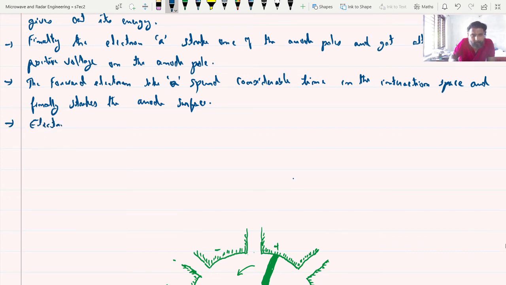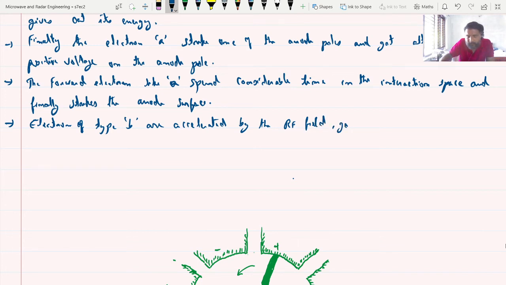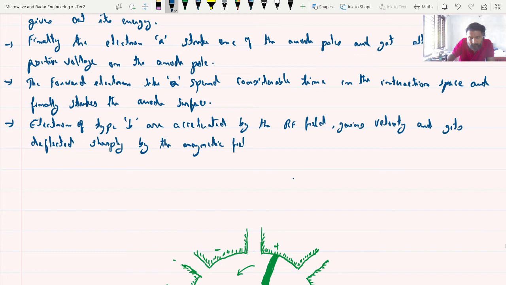Electron, however, the electron of type B are accelerated by the RF field, gains velocity, and gets deflected sharply by the magnetic field. This type of electron are unfavorable.